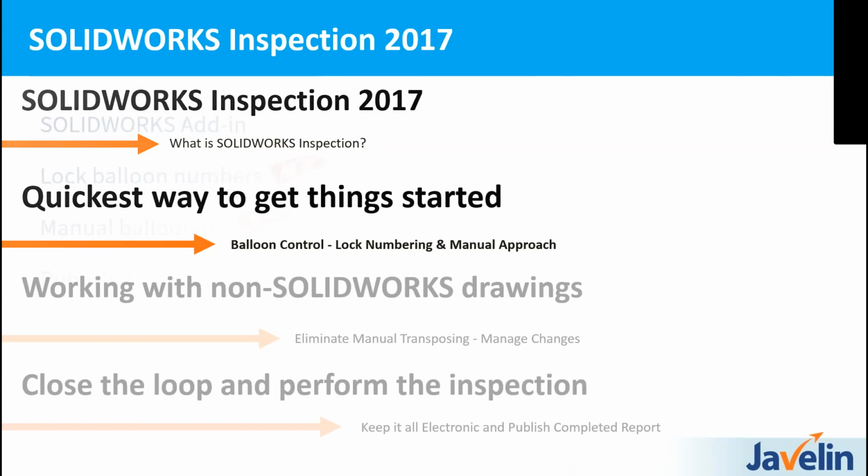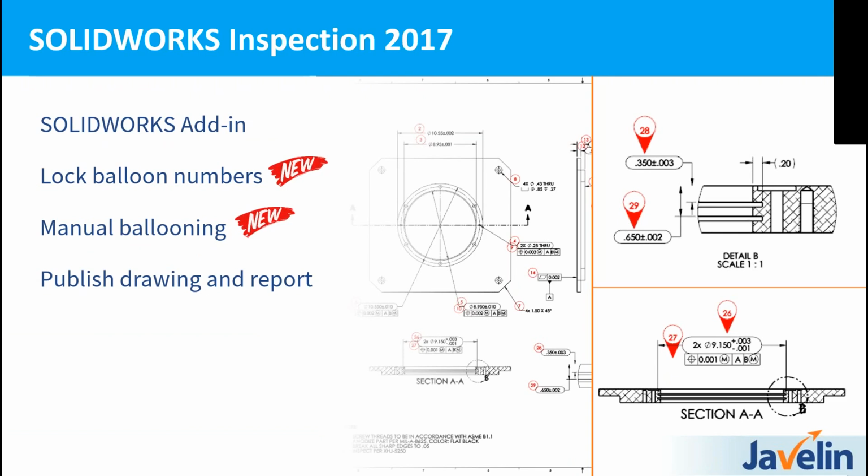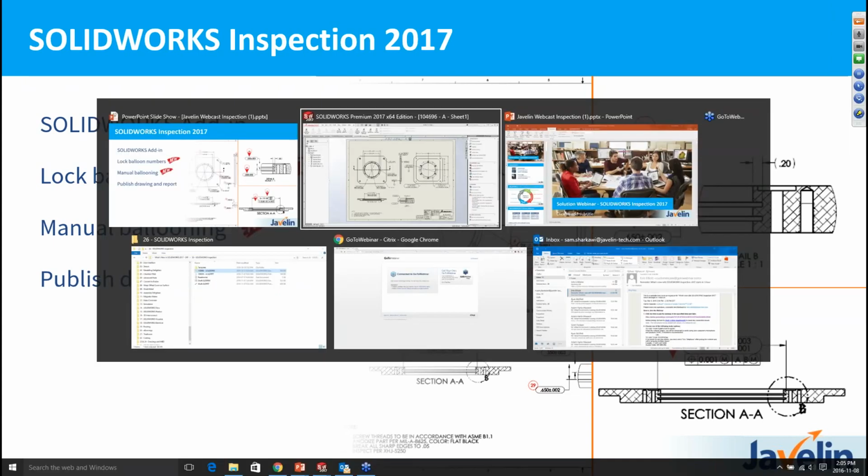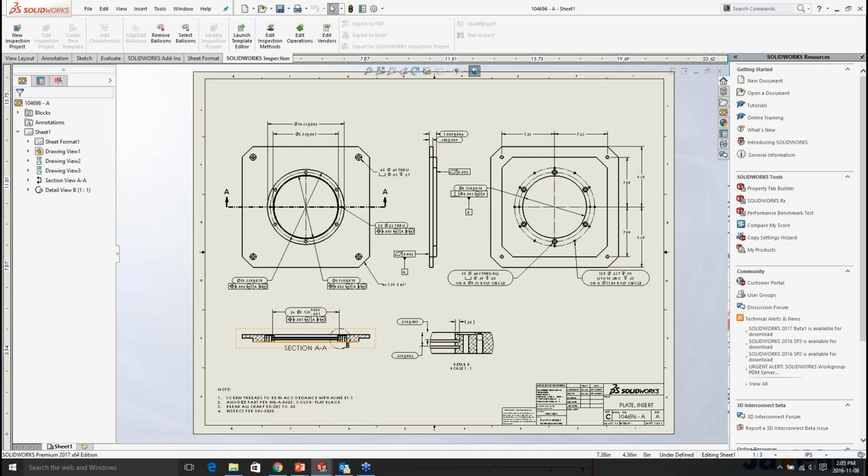The quickest way to get things started is with our SOLIDWORKS add-in. The 2 new features for 2017 are locking the balloon numbers, manually ballooning our drawings, and lastly publishing drawings and our reports. If I jump right into SOLIDWORKS, we have a drawing of a plate here, and we want to start an inspection report on it.